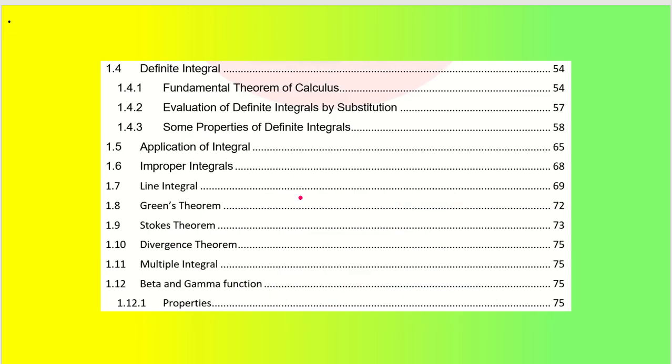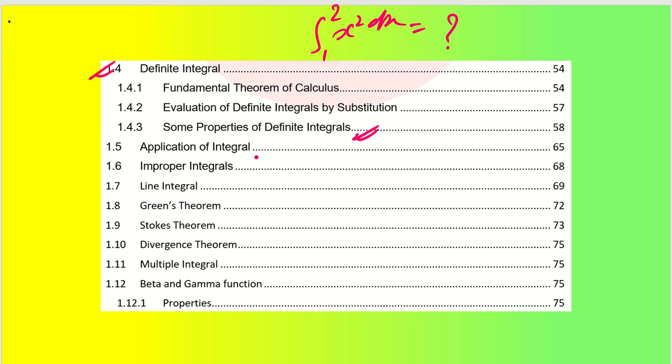Then we'll proceed with definite integral. Basically we will be having limits, let us say 1 to 2 x square dx. Then what will be the answer? We'll see in definite integrals the fundamental theorem of calculus, evaluation of definite integral by substitution, and some properties of definite integral, so that you can solve it very quickly. Then we will see applications of integrals, like how we can find the area of a particular curve using integral.